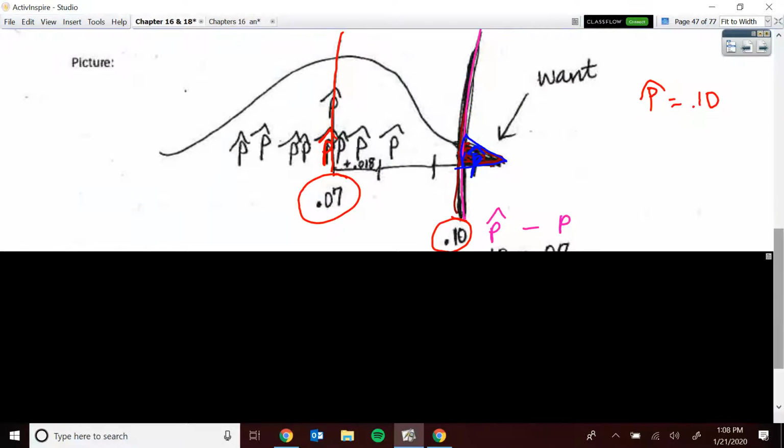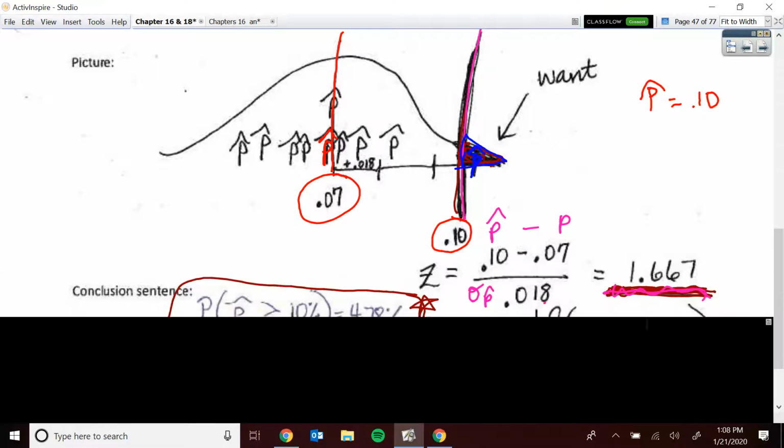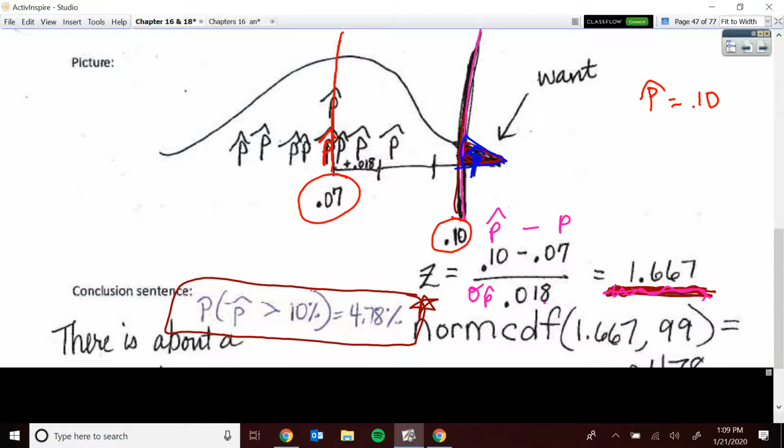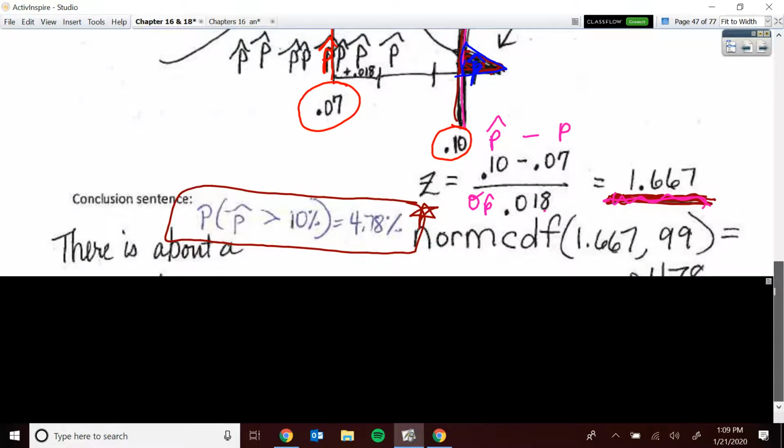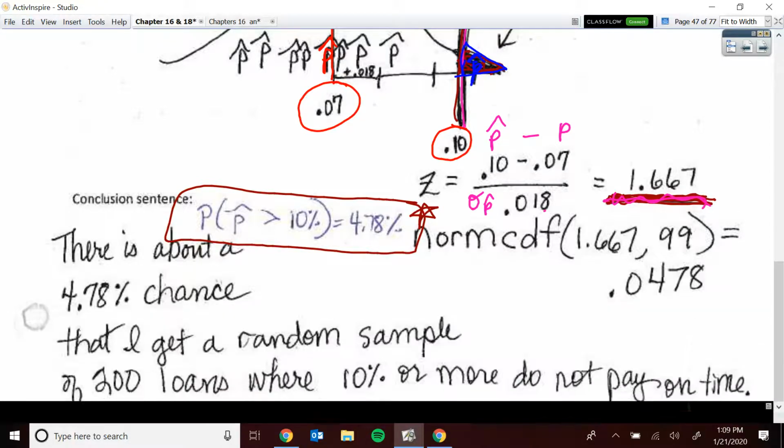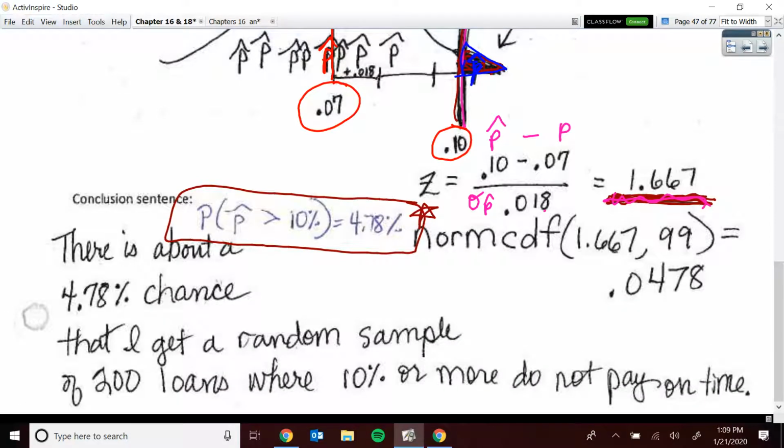So then we z-score that puppy in norm CDF to get that area. You got your p-hat minus the p over the standard deviation of p-hats, and that's your z-score of 1.67. You norm CDF it, and you get about 4.78% of all of those samples of 200 had more than 10% of people not making their payments on time.